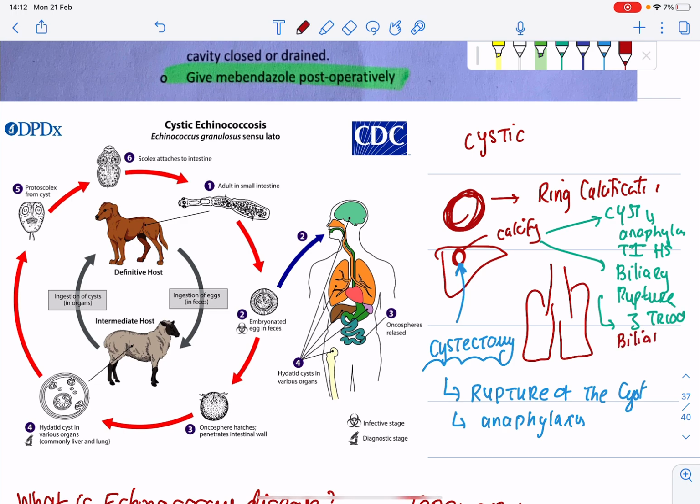I'll just be very clear. It will cause foremost a biliary colic, jaundice, and urticaria, which is diffuse itching.